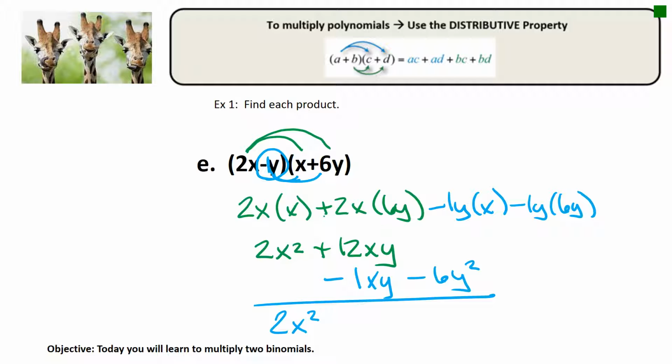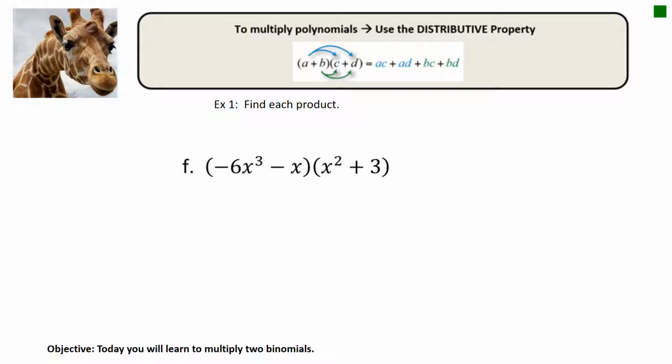So we have 2x squared, positive 12 minus 1 is a positive 11, and that's the xy column, minus 6y squared. Okay? All right.